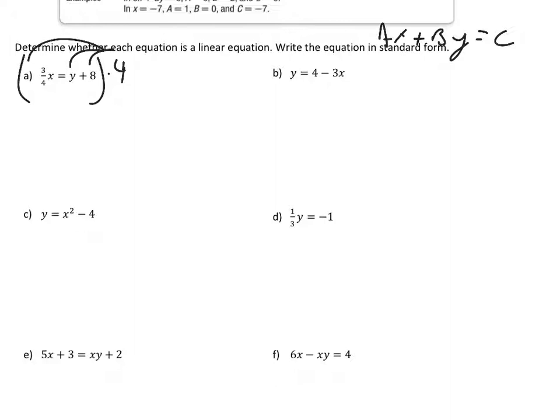All right, 4 times 3/4 is 3x. Make that a little neater for you. 3x equals 4y plus 32. So I just multiply by 4 and all of a sudden the fraction's gone. Great. Now, we need that y to be on the same side as the x. So I'm going to subtract 4y from both sides.